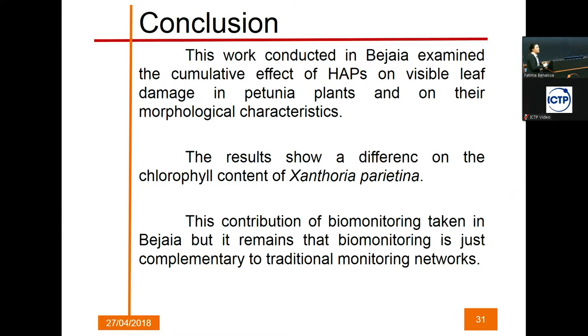So this work conducted in Bejaia showed that Petunia shows the morphological characteristics that indicate there is air pollution by hydrocarbon. The result shows also that there is a difference in chlorophyll content in Xanthium. But it's a modest study. It does not reflect the real situation, and it must be completed by other monitoring methods.